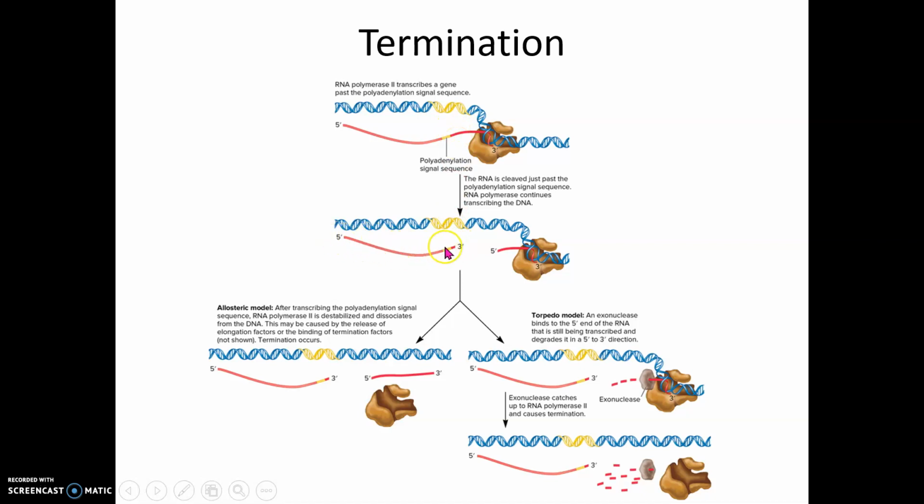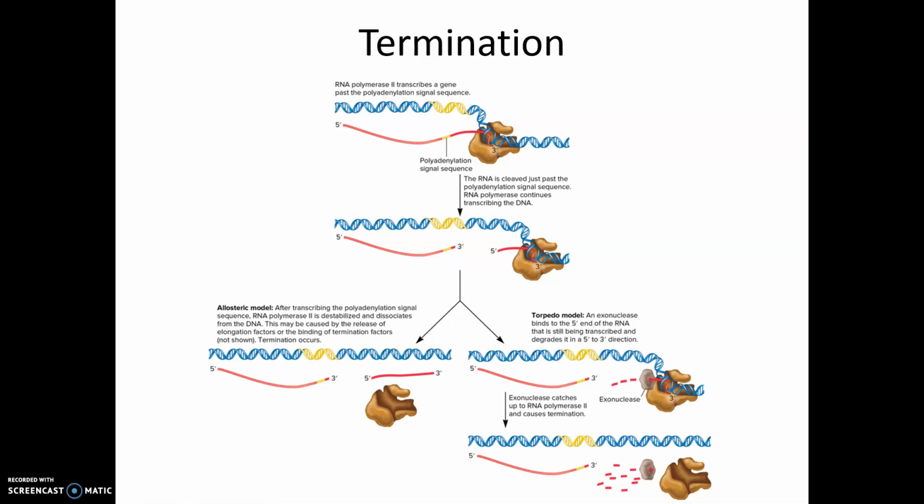This RNA is free to go on, but this polymerase hasn't got the message yet that it should stop. So it's still going on making the RNA transcript. Now two things can happen. One is it destabilizes and dissociates because the elongation factors are released and termination factors bind. It causes it to be kicked off. Two is this torpedo model, that after it cuts the mRNA, an exonuclease binds to it and starts eating that RNA as it's chasing after polymerase. And once it catches up to polymerase, it can kick it off. Okay, so that should remind you of what role it's doing. Again, like the Pac-Man model.